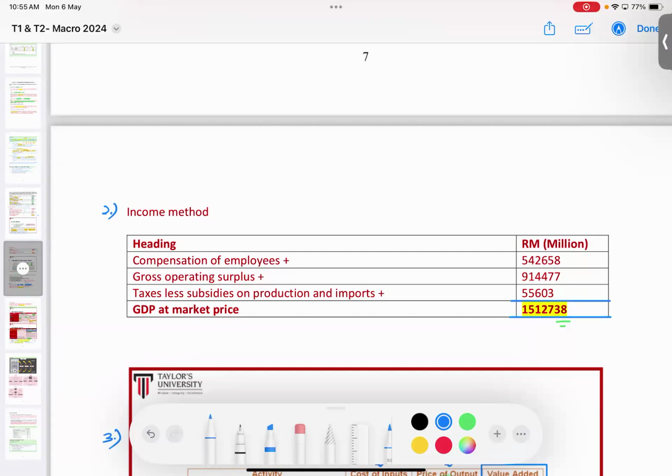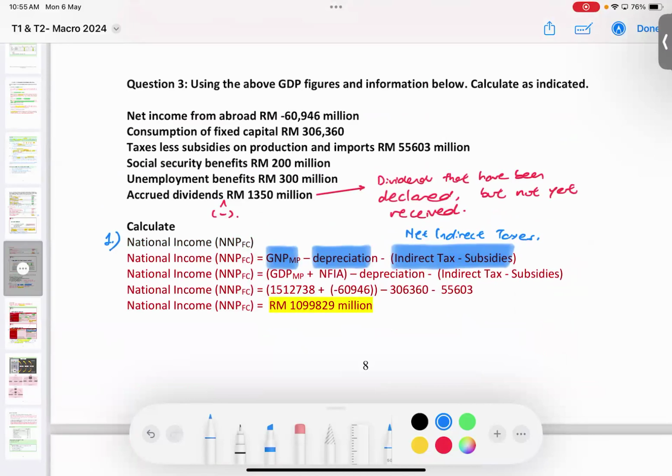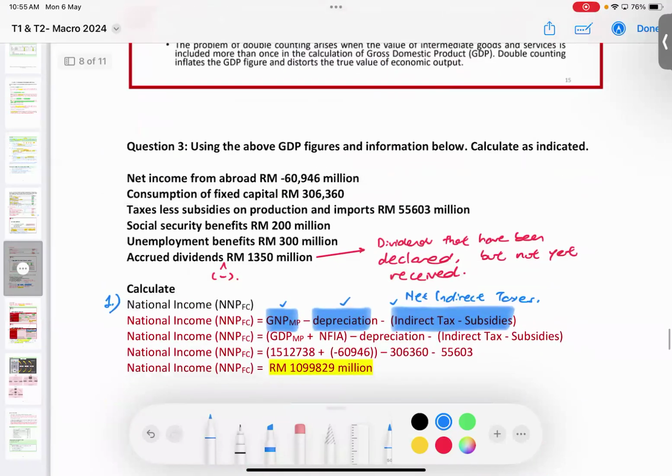So assuming we take this one, you need to use the GDP at market price just now to continue to calculate. So you see the info that you have is GDP, not even GNP. You see the one that I highlight in blue? You must have GNP at market price minus depreciation and then minus any net indirect taxes. But you don't even have GNP. You only have this GDP here. So I write here first: GDP at market price is how much?